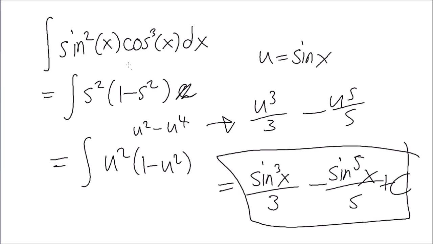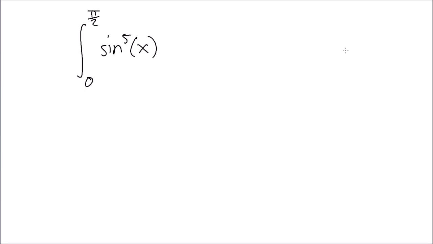I like to abbreviate so. It's just a little faster. Next integral, from 0 to pi over 2, we have sine to the power of 5.